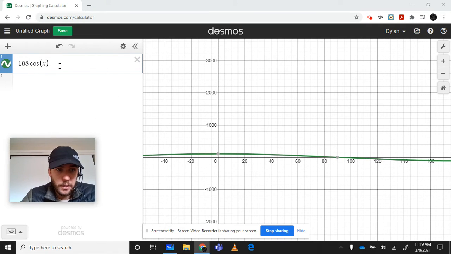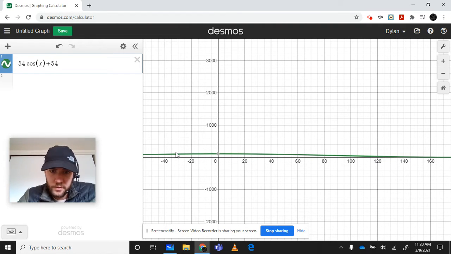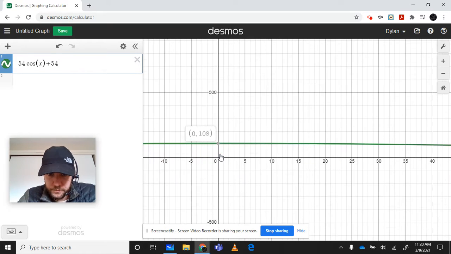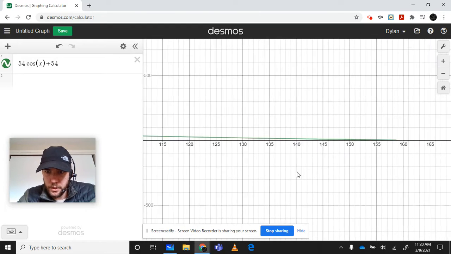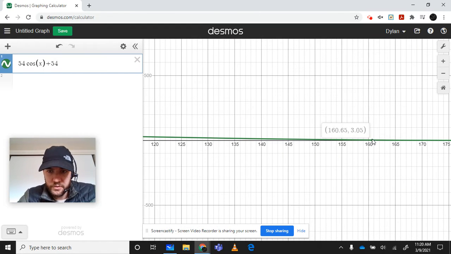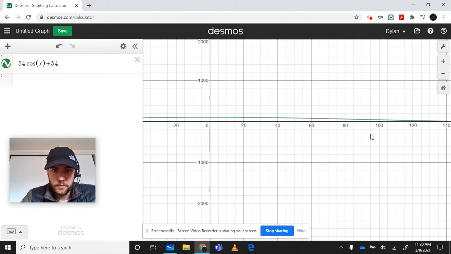Which means we are going to have the amplitude be 54, first of all, and we're going to have to raise up by 54. So effectively what this does is it keeps that maximum of 108 on there, but it gives us a minimum of 0. And we'll see that better when we kind of compress the whole thing inwards. And let's do that compression.